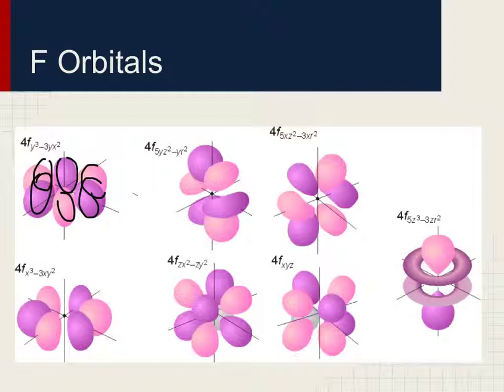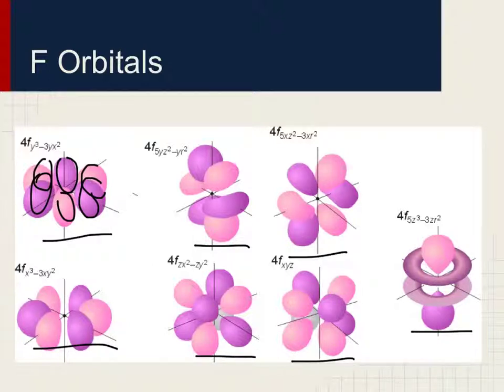So f orbitals look pretty crazy. Again, I won't ask you to be able to draw all of them, but it's important that we know that there are 7 f orbitals. There are 5 d orbitals. There are 3 p orbitals, and there's 1 kind of s orbital.